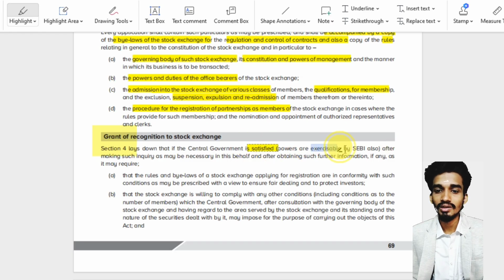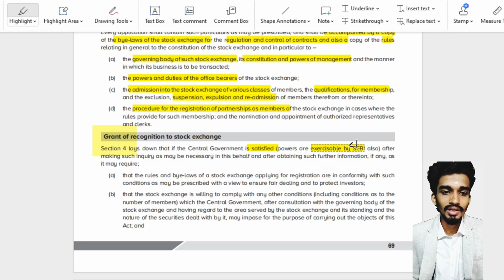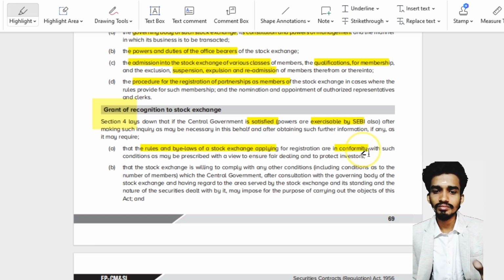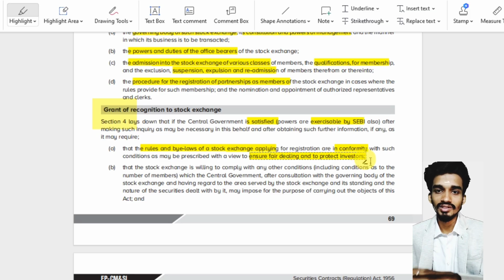The powers are now given to SEBI. So SEBI will satisfy itself, after making an inquiry if any, that the rules and bylaws accompanying the application are in good form and are ensuring fair dealing and protecting investors. So the rules ensure fair dealing, and they are protecting the investors. There is no chance of malpractices.